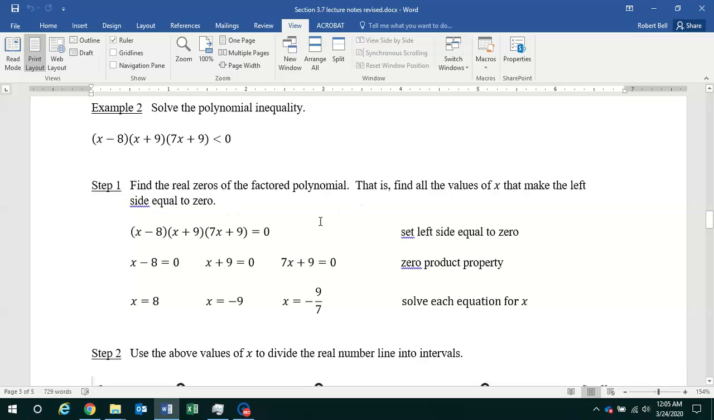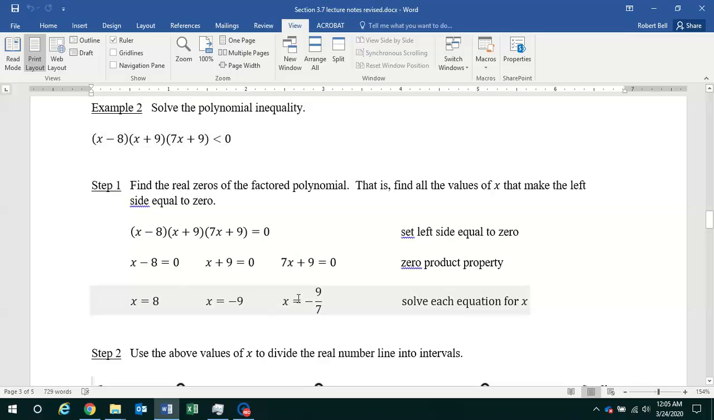So step 1, same as the previous example, we're going to find all the values of x that make the left-hand side equal to 0. Those are called the real zeros of the factored polynomial. So we set the left-hand side equal to 0, and then apply the zero product property. Either the first factor x - 8 is equal to 0, or the second factor x + 9 is equal to 0, or the third factor 7x + 9 is equal to 0. And then solving those equations, we get x = 8, x = -9, x = -9/7 are the real zeros of the factored polynomial.